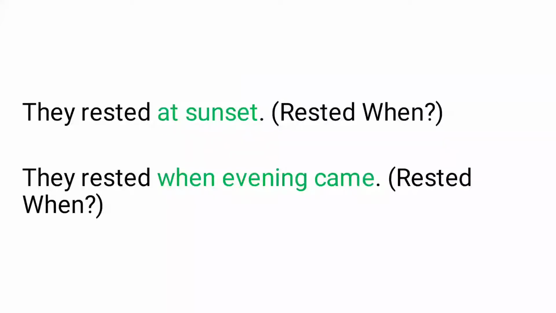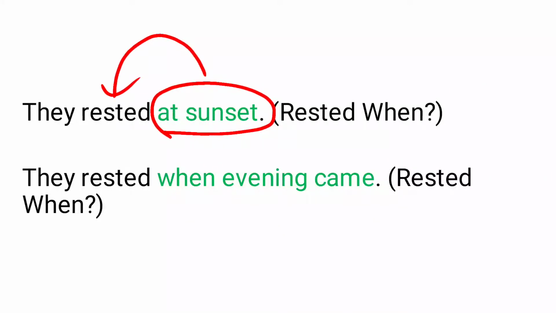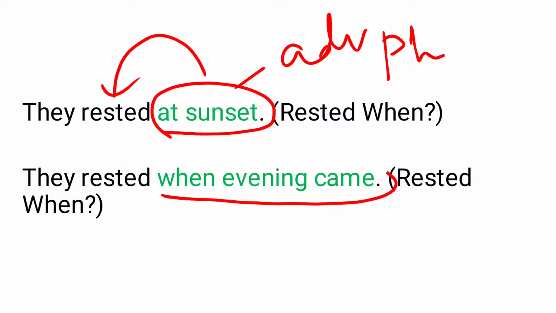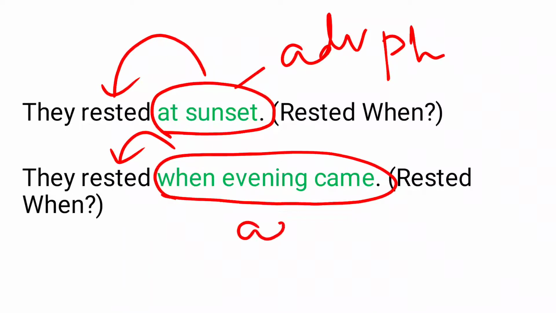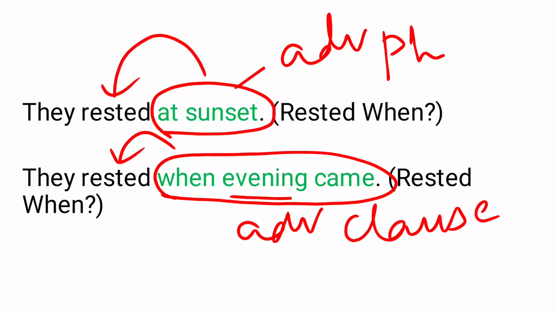So here, this particular group of words, as it is modifying the verb rested, it is playing the role of adverb phrase because it does not have a subject and verb combination. And this group of words which is modifying the verb rested is an adverbial clause because it has a subject and verb combination.